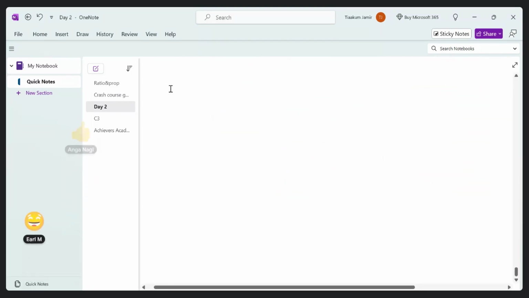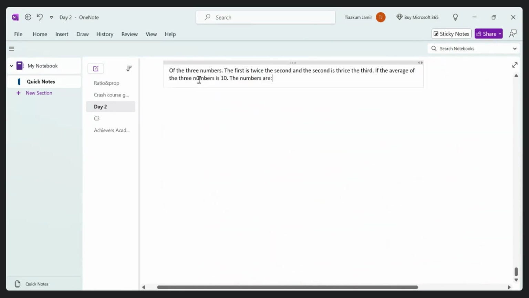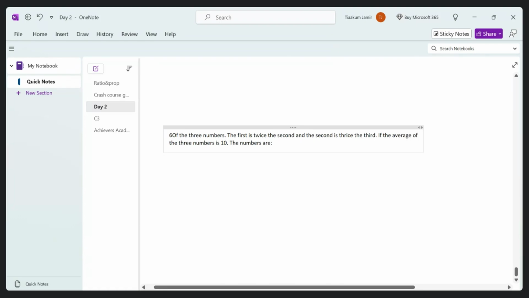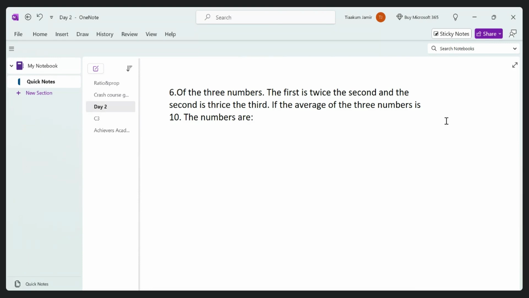All right, let's try with this one. Question number 6. Out of the three numbers, the first is twice the second and the second is twice the third. The average is given as 10, and we need to find the numbers. So let's say the numbers are A, B, C.